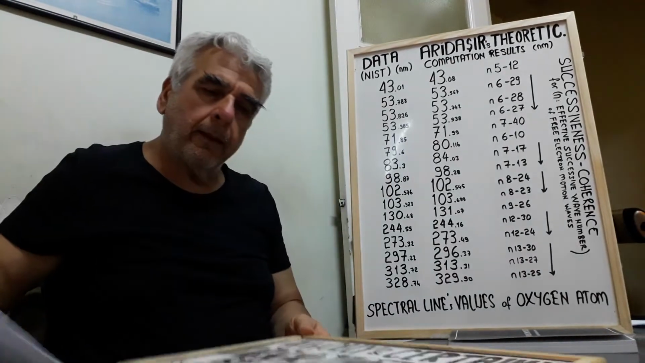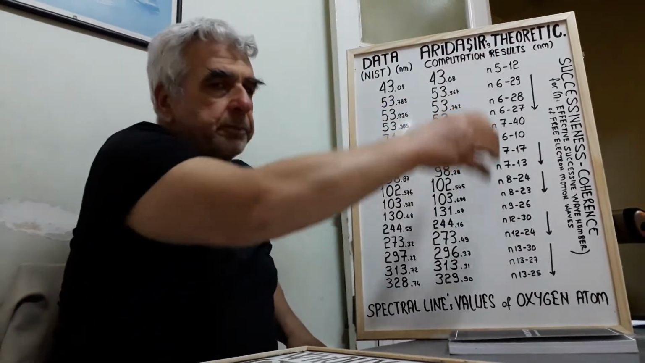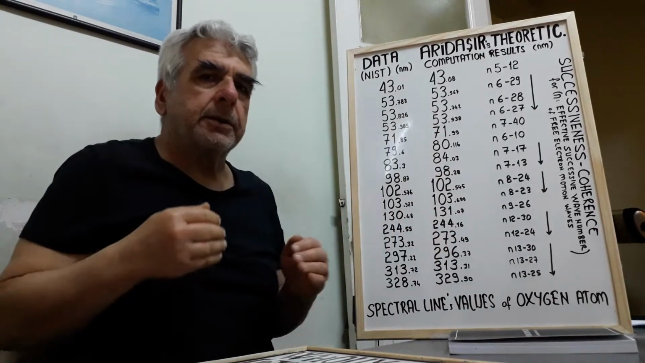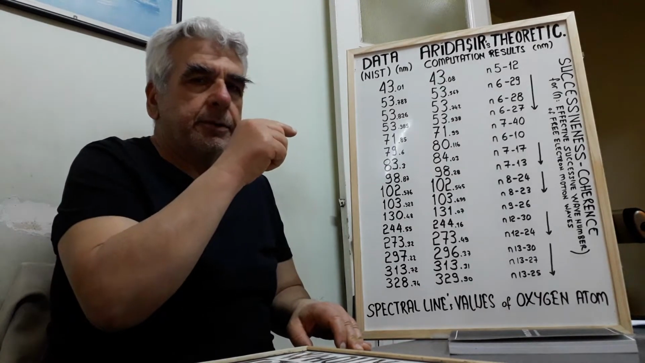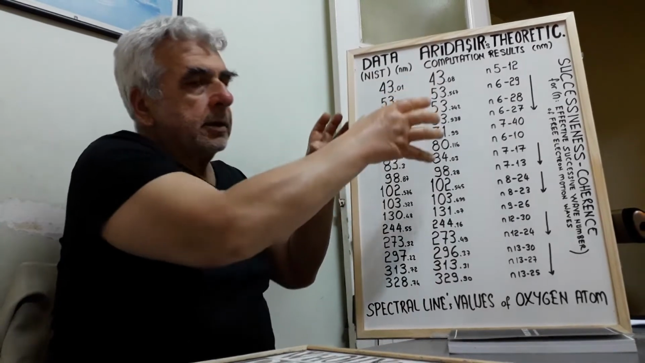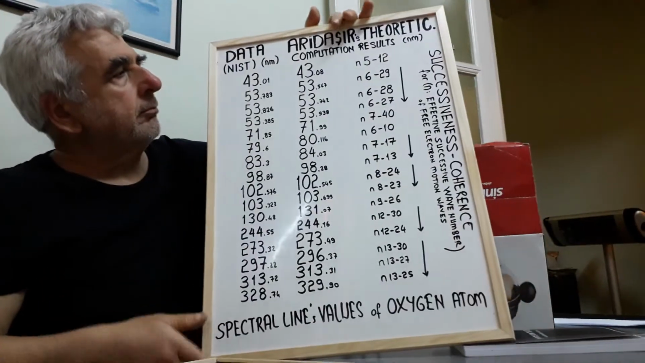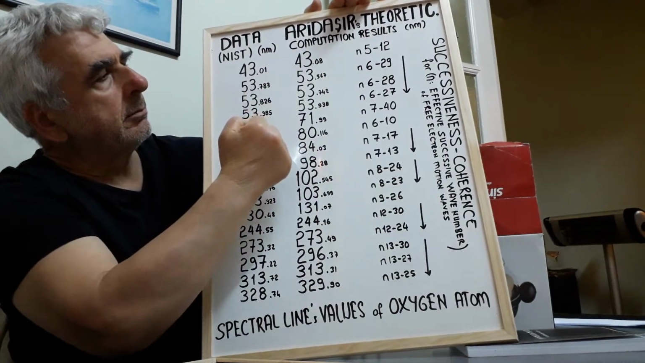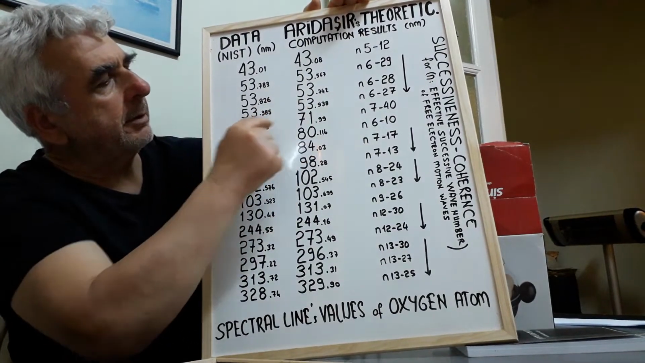Left side, this column. Right side, my computation, one by one. My computation according to my theory and my formulas. My prediction, my determination according to my formulas and theory. And one to one, I hope you see, you can compare data, my computing, data, my computing, okay?